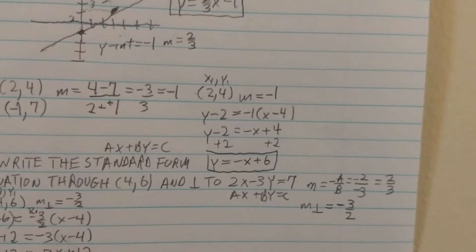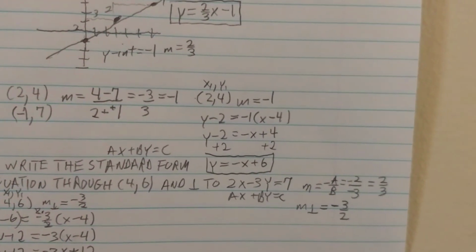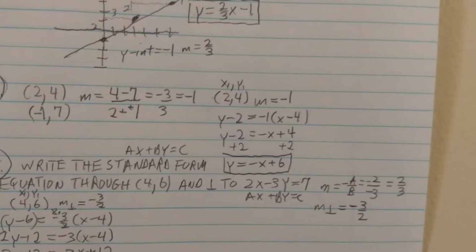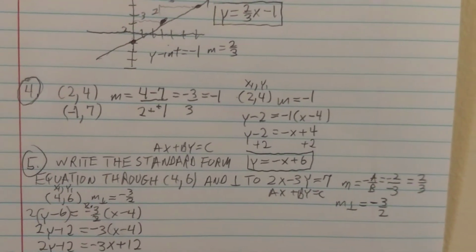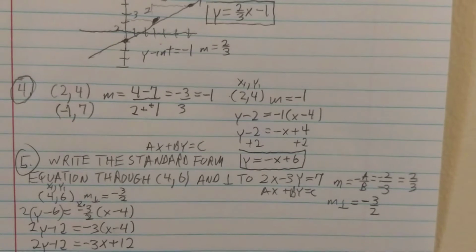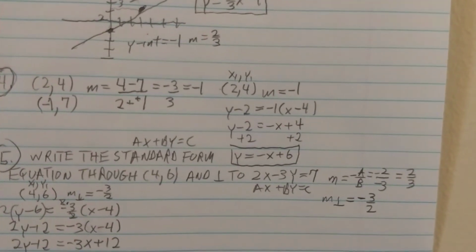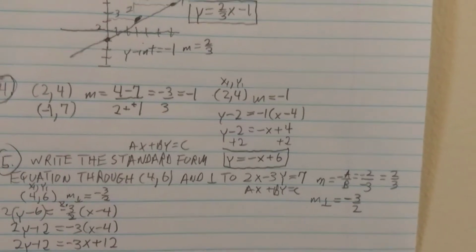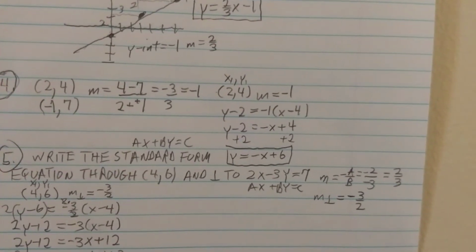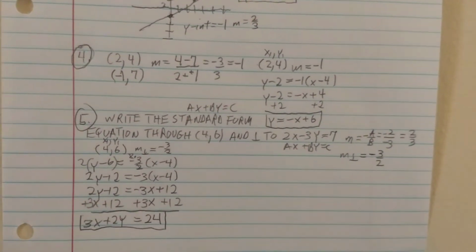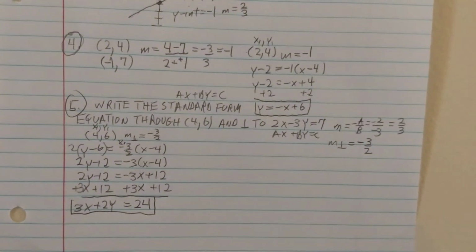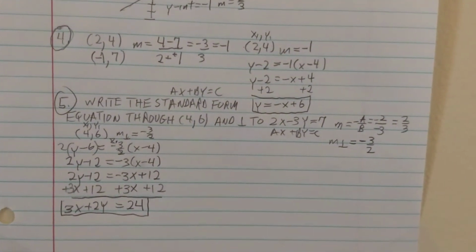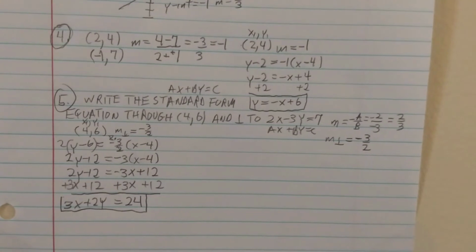And with my slope of negative 1, I can plug into y minus y1 equals m times x minus x1 as y minus 4 is equal to negative 1 times x minus 2. So y minus 4 is equal to negative x plus 2, and adding 4 over, we get negative x plus 6.